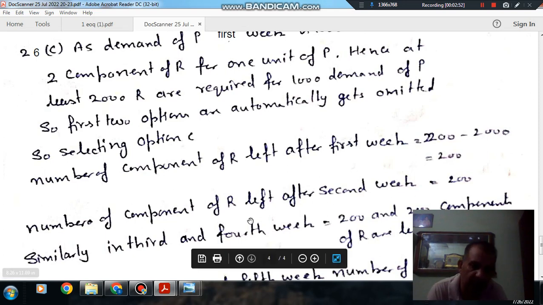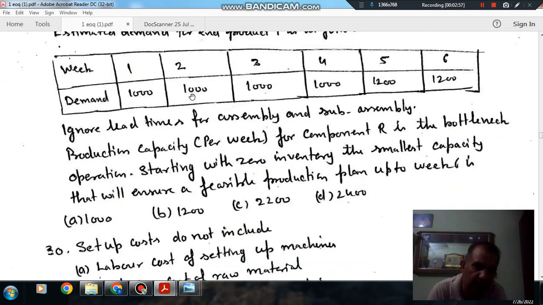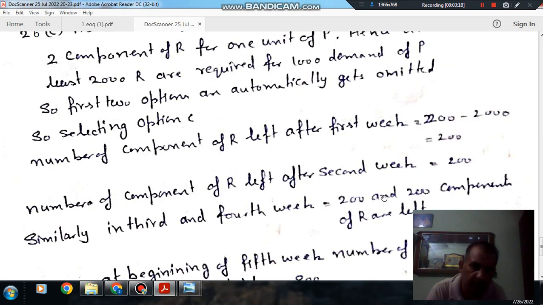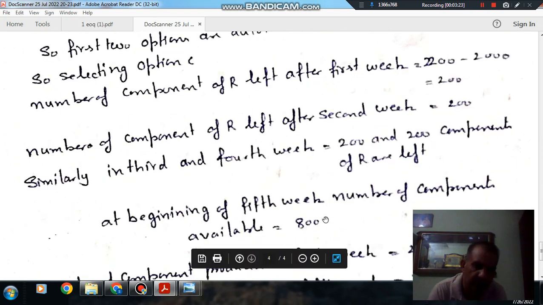Then the number of components left in the second week is 200, because again we require 2000 of R, and again 2000 of R in the next weeks. So the number of components left in the first, second, third and fourth weeks is 200, 200, 200 and 200, that is 800. So at the beginning of the fifth week, 800 components are available.